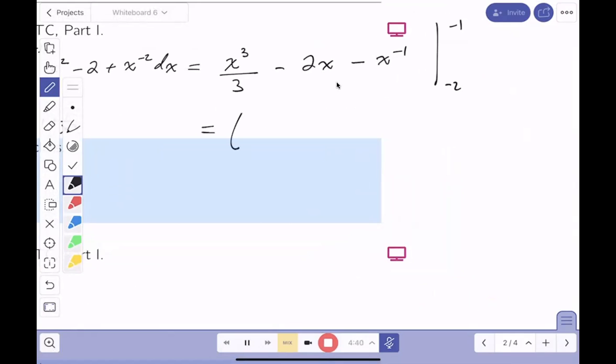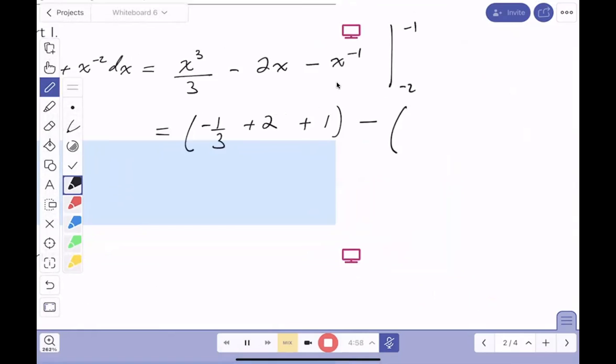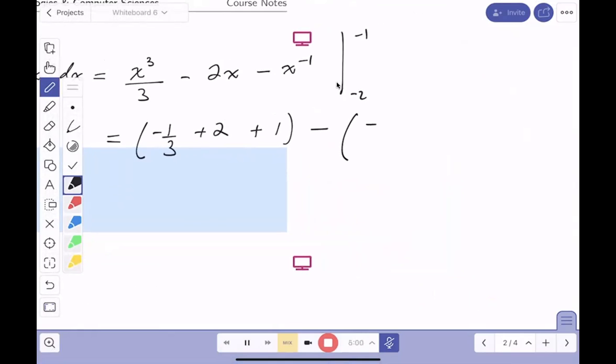What do you get? If I put in minus 1, I get minus 1/3. I think I did okay there. Plus 2 plus, let's see, that would be 1 over minus 1, which is minus 1. Minus 1 is plus 1. That's pretty good. Minus, let's do the minus 2 now. That's going to give me minus 8/3 plus 4. And that's going to be plus 1/2 now, right?